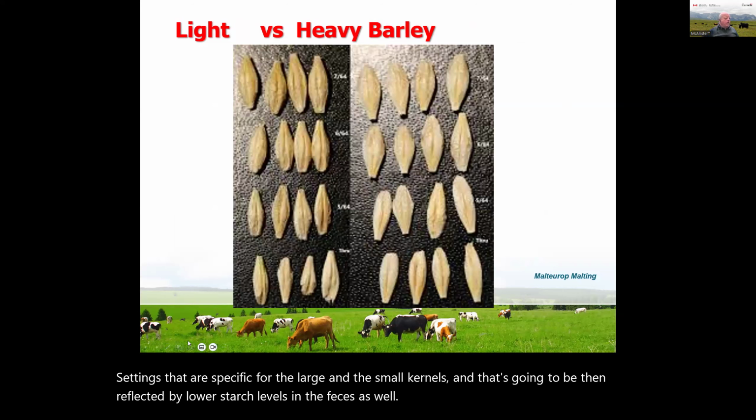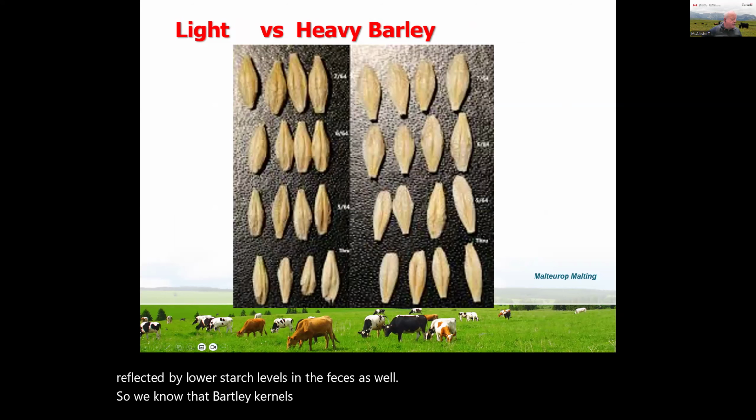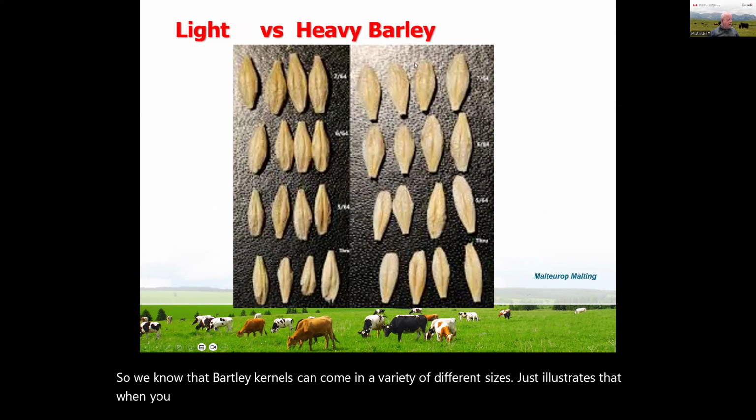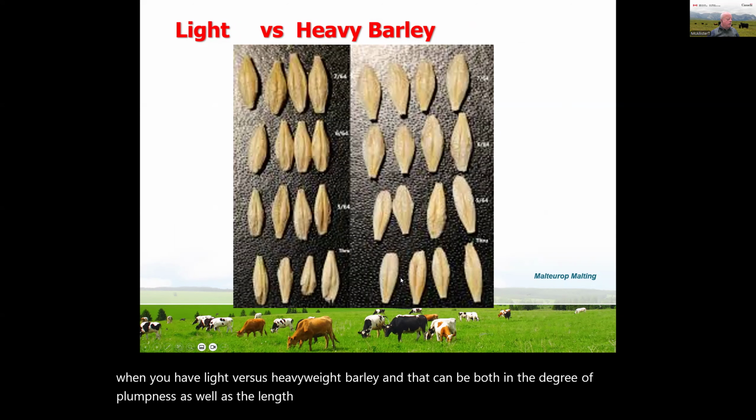So we know that barley kernels can come in a variety of different sizes. This just illustrates that when you have light versus heavyweight barley. And that can be both in the degree of plumpness as well as the length of the kernels.